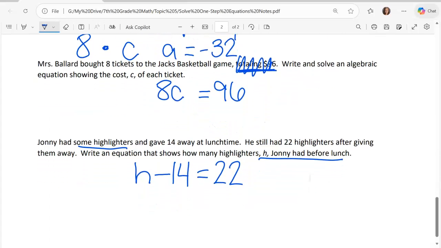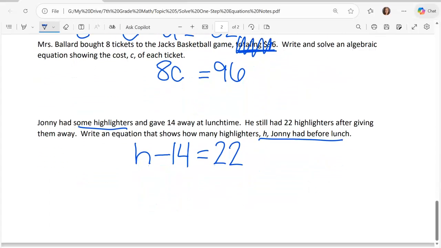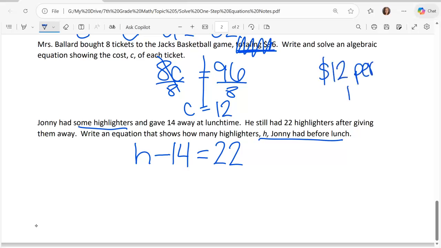Okay, now these more real life situations. So I bought 8 tickets to the basketball game. Every ticket cost C dollars. My total was $96. So we're trying to find C, the cost of each ticket. I draw my line. 8 right next to a C means multiplication. The opposite is division. We show division with a fraction bar. Divide by 8 on both sides. C is equal to 96 divided by 8, and that would be 12. So the cost is $12 per ticket.